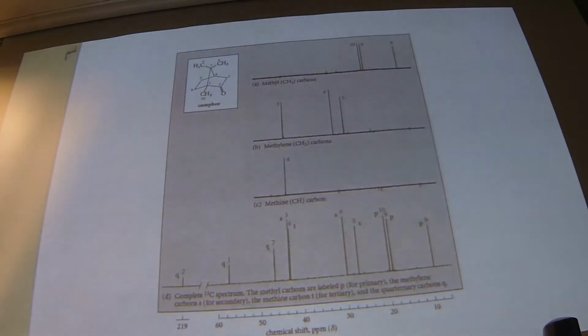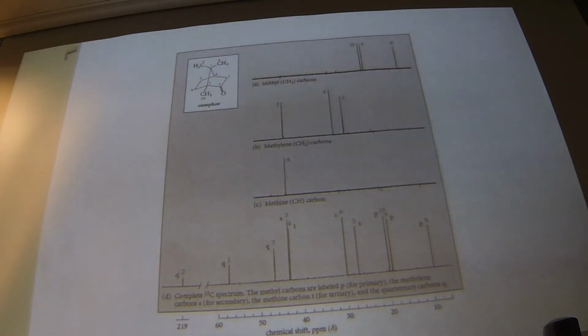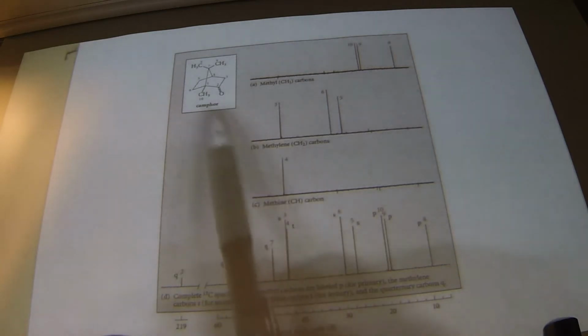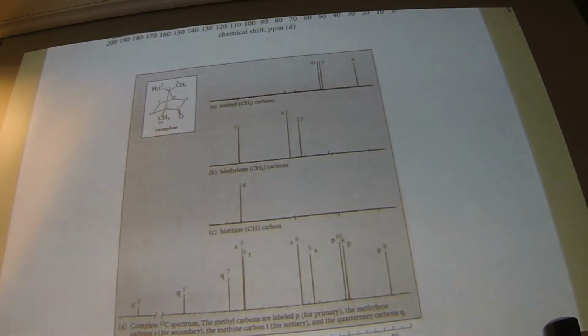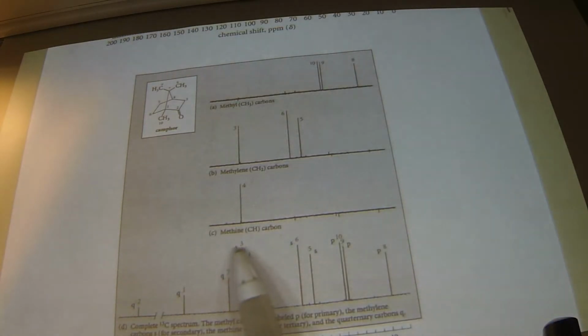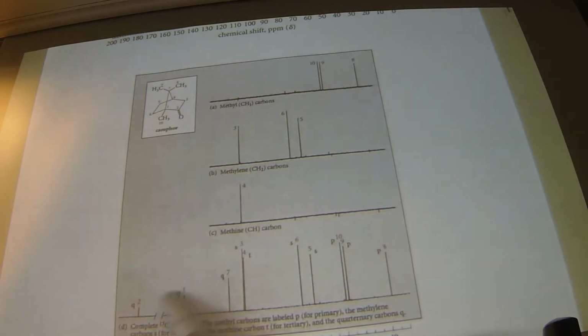But there's one experiment which your book talks about that is really useful. That's the DEPT experiment, distortionless enhancement by polarization transfer. It's got some kind of acronym. This is illustrated for camphor. Basically what this does is it gives you a separate C13 NMR spectrum for methyls, for CH2s, and for methynes.